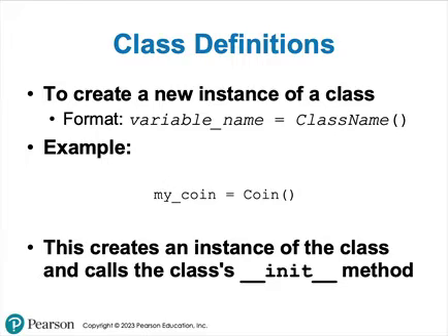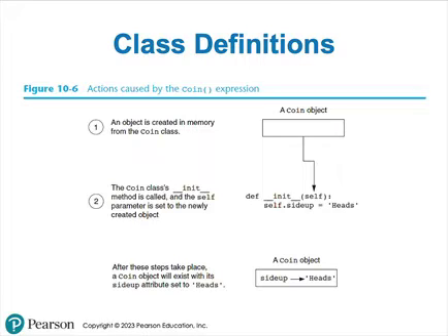If you need to create a new instance of a class, you're going to say variable name equals and then the class name and then parentheses. So here's an example where you have a coin class and you are creating a new instance of coin, and you're going to refer to that object or that instance as my_coin. What that's going to do is create that instance, and it's going to call its init method to initialize the object for you.